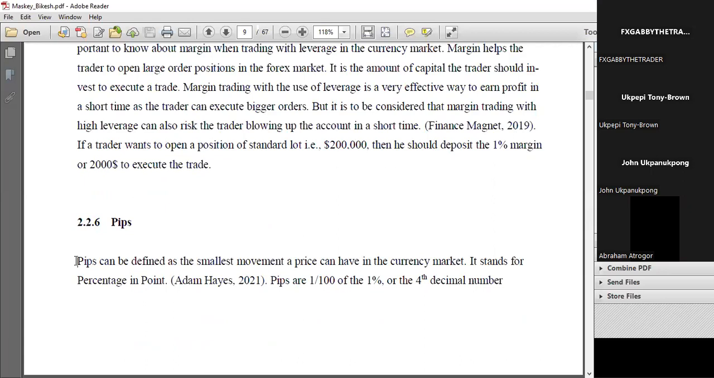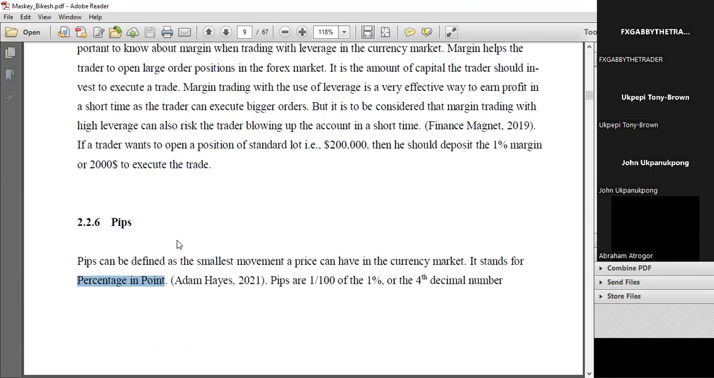Pips can be defined as the smallest movement a price can have in the currency market. If you don't know the full meaning of a pip, it is a short form for percentage in points.